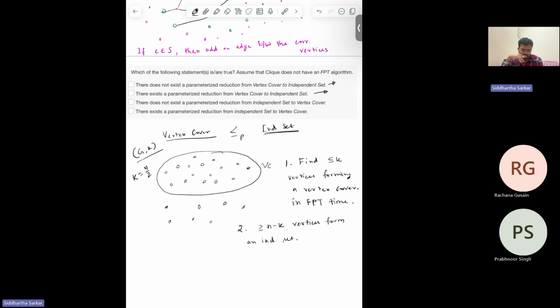yeah, I think this requires some more thought. So I'll update about this, how to go about this parameterized reduction while preserving the parameter. I'm not able to recollect it right now. But this is true that vertex cover can be reduced to independent set in FPT time. I am not able to recollect the argument.